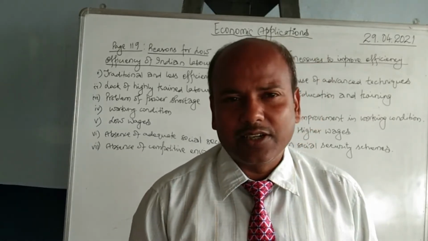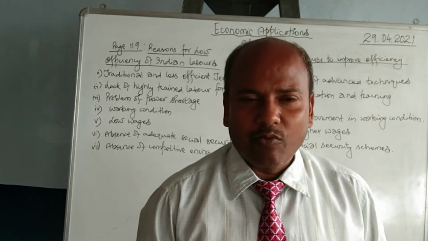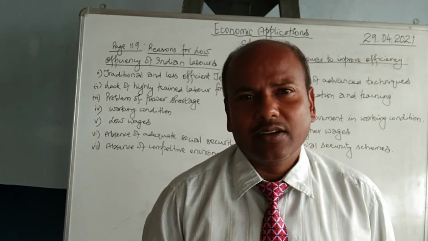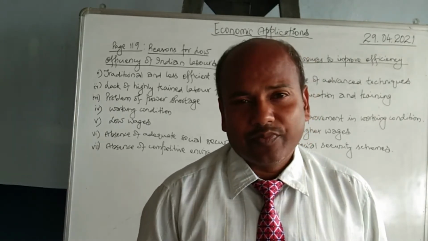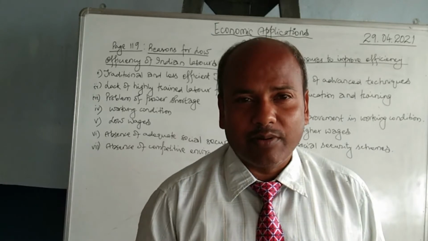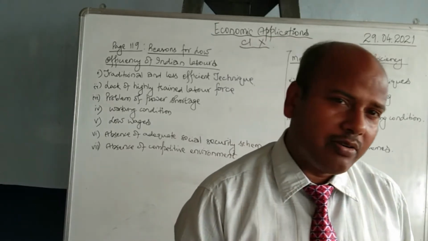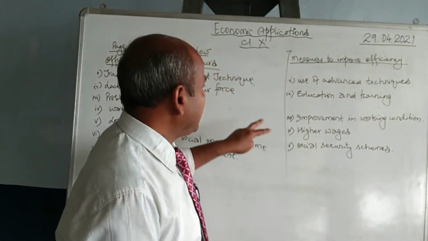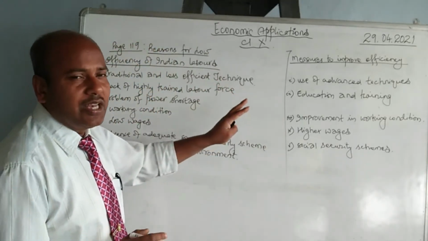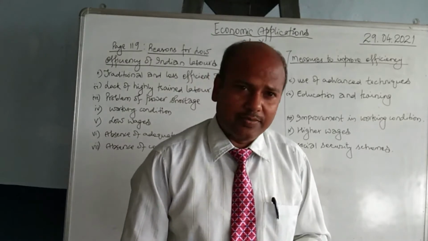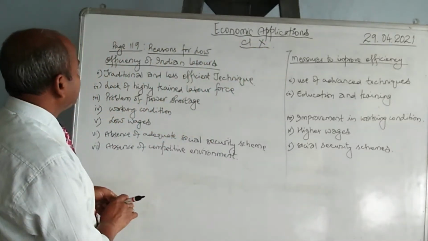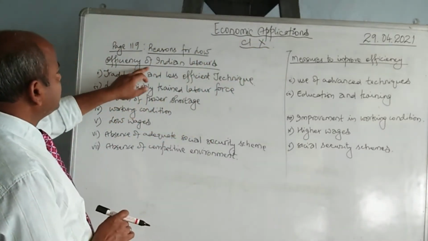In this class, dear children, we shall discuss why. What are the reasons why the efficiency of Indian laborers is low, and if it is so, then how can we overcome this problem? How can we improve? So our class will be restricted to these two concepts, and this will wind up the lesson as well. This is the last topic for this lesson. So it's on page number 119, reasons for low efficiency of Indian laborers.